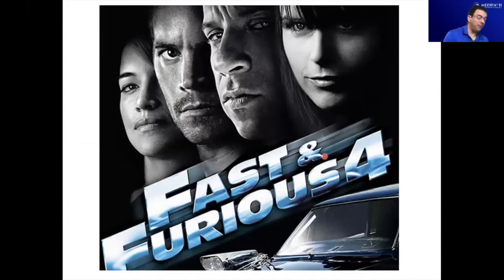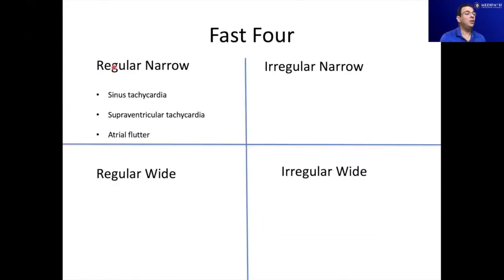Okay, so now we're going to talk about fast rhythms. Fast rhythms can be one of the more challenging things for us to determine in the emergency department. I'm going to teach you quick ways to break it up into 4 types of fast rhythms and to determine which ones they are. Okay, so the 4 types I use: you want to look to see if the rhythm is regular or irregular, and if the QRS complex is narrow or wide.